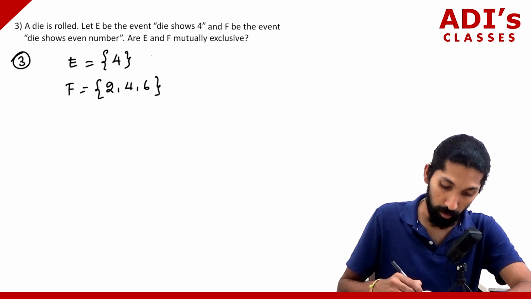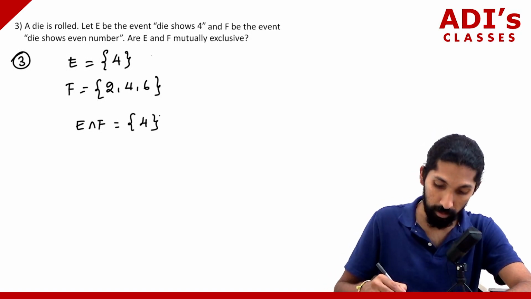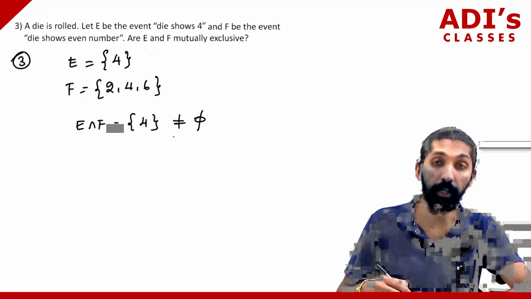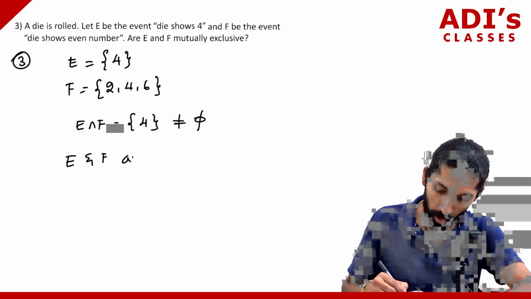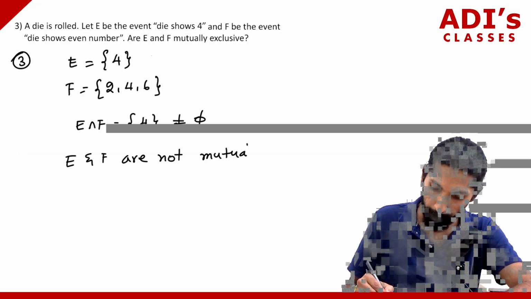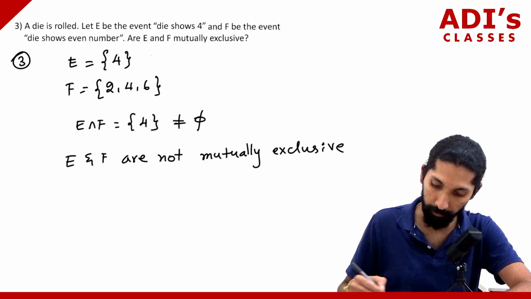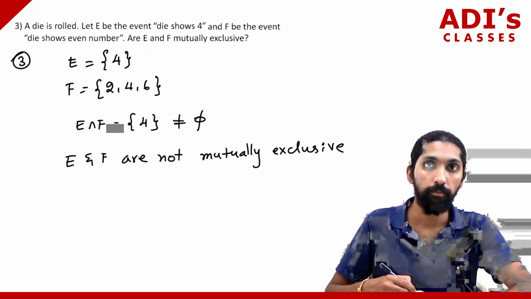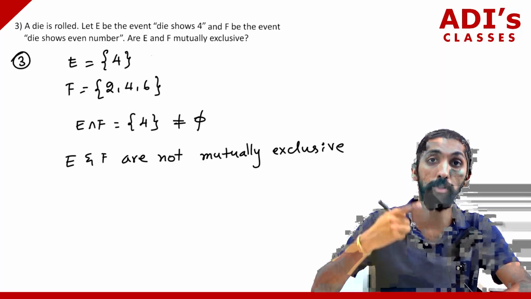Isn't it? So what is E intersection F in this case? E intersection F is 4. Since this is not a null set, we can tell that E and F are not mutually exclusive. Clear? So this is going to be the answer for the third one. Now let's do the fourth one.